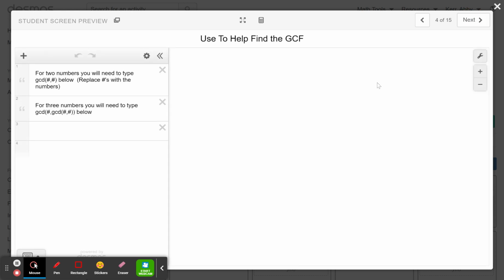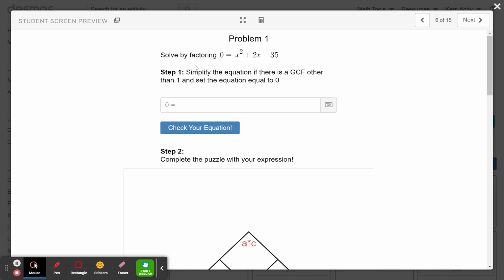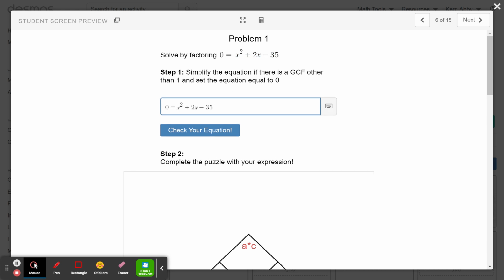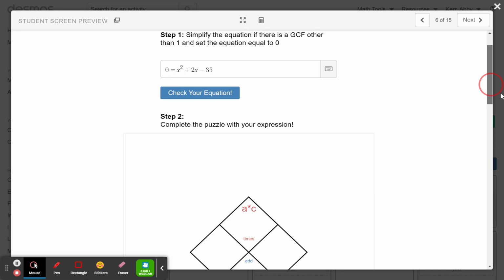Now this is just for factoring if you need help with the GCF. The factor sheet in case you need help with the factors. Solve by factoring. So one thing that I changed, instead of f of x, it's now 0 equals. Simplify the equation if there is a GCF of other than 1, and set the equation equal to 0. The reason why we want to set it equal to 0, we want to remember that an x-intercept, y is always 0. All right, looks good.